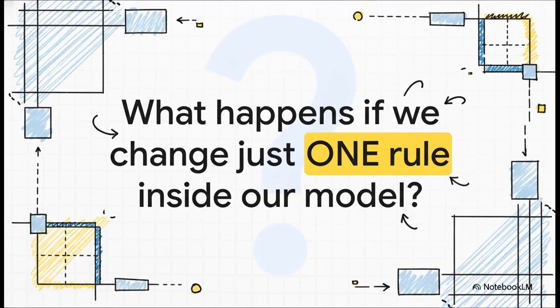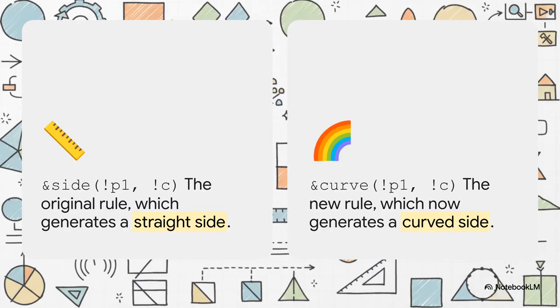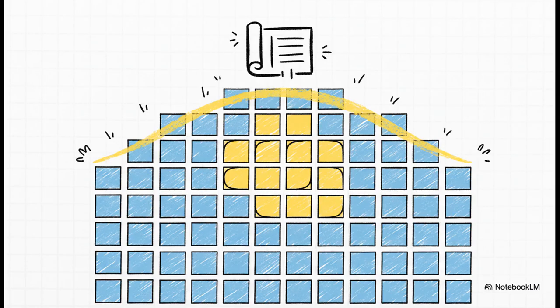So here is the big question. What do you think happens if we go back into our abstract blueprint and change just one single tiny rule? Let's say we edit our square model and change the relation &side to a different, predefined relation we'll call &curve. A single word is changed in the abstract definition. That's it. And this is the payoff. By changing that one line in the blueprint, every single square we created using that model, whether it's hundreds or thousands of them, instantly transforms. They all become these new shapes with curved sides.